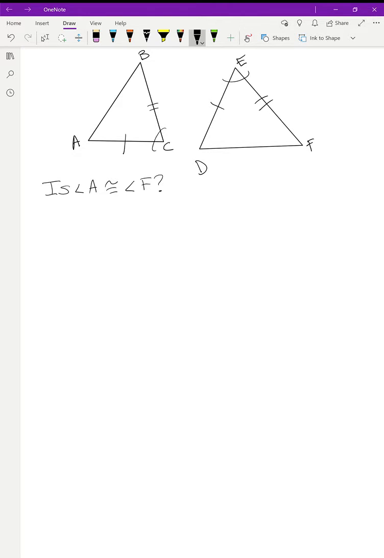For this example, I'm asking you to find out if angle A is congruent to angle F, and you need to make sure you're backing up your reasons. On this example, I marked the triangle instead of writing statements down. But we know that if this is marked the same as this, then those sides of the triangle are congruent.